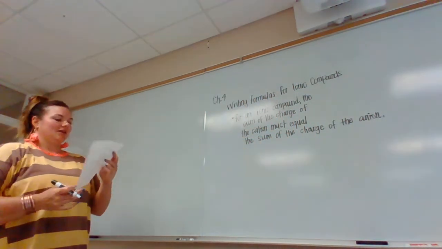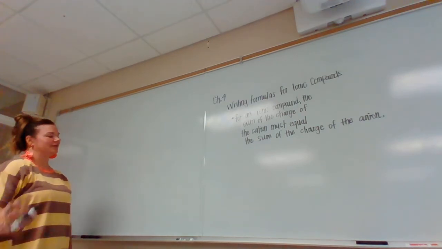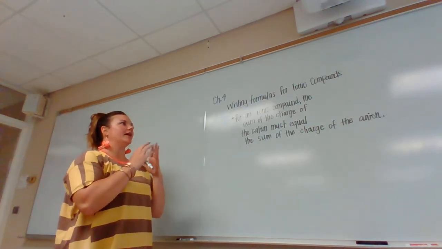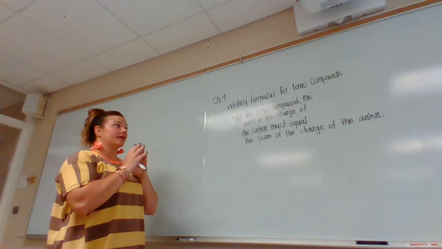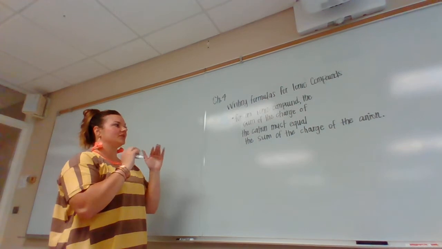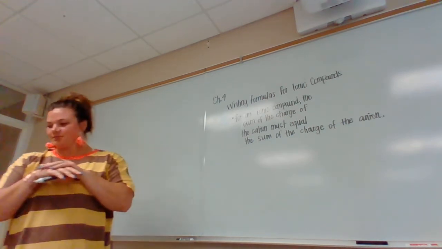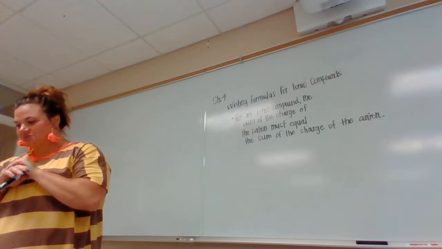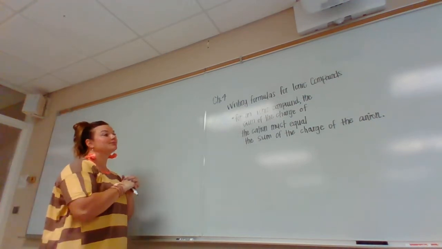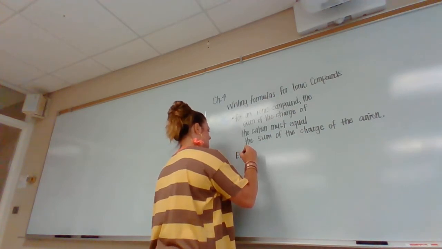Okay. I'll tell y'all another story. Let me get through ionic compounds. All right, writing formulas for ionic compounds. For an ionic compound, the sum of the charge of the cation must equal the sum of the charge of the anion. That's a lot of words. It just means the anion and the cation have to be equal. If they don't, they're not equal? You have to make them equal. This is balancing.